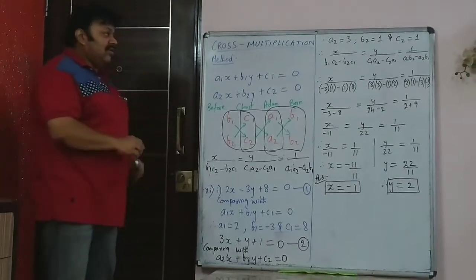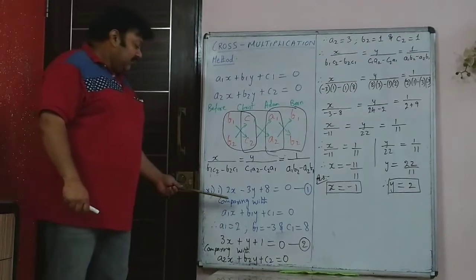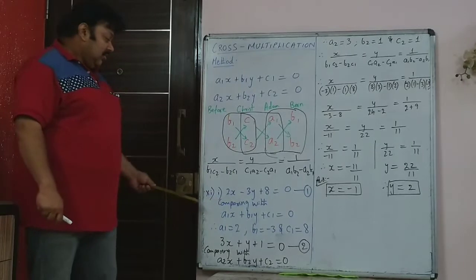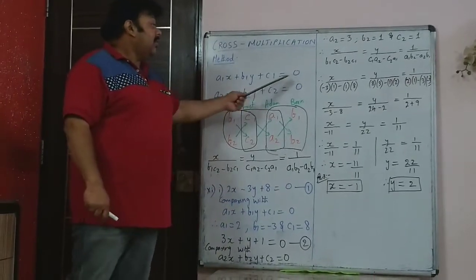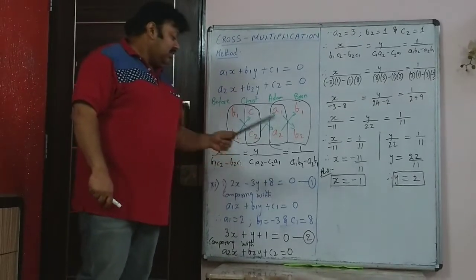So now your first question is, in your book, question number 11.1. 2x minus 3y plus 8 is equal to 0. So this is given in the form you require, a1x plus b1y plus c1 is 0.